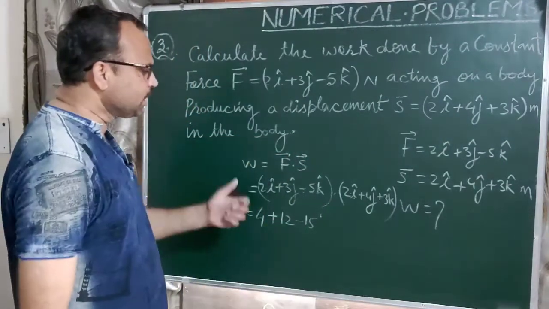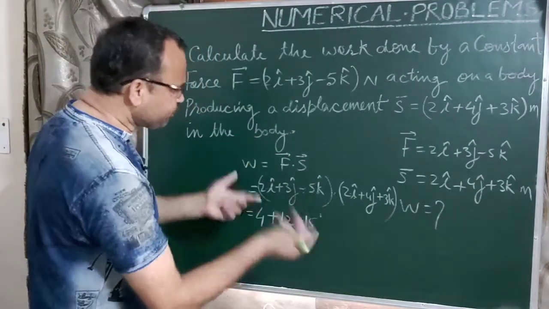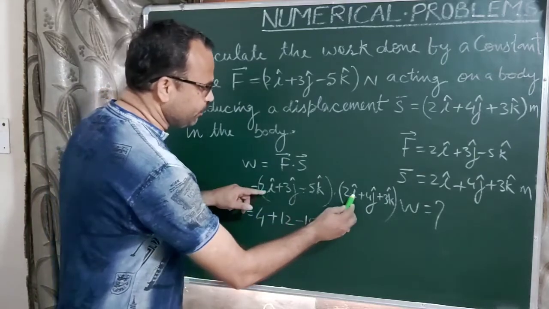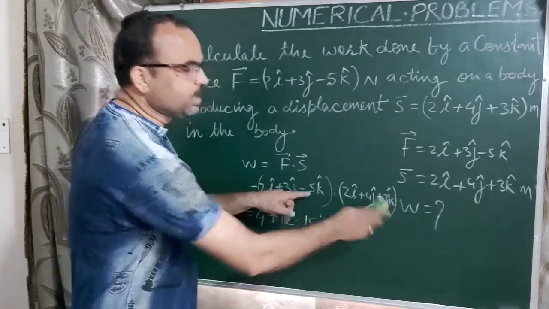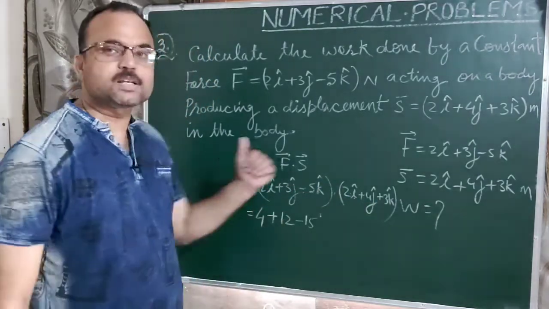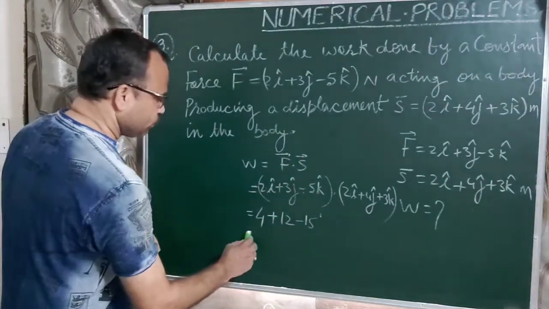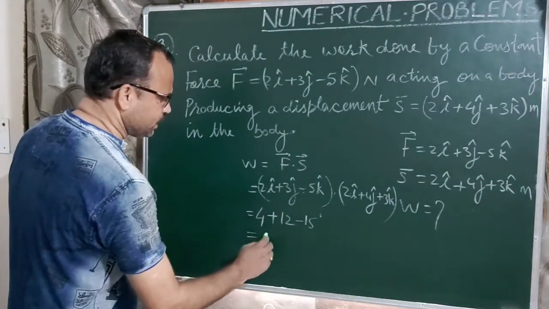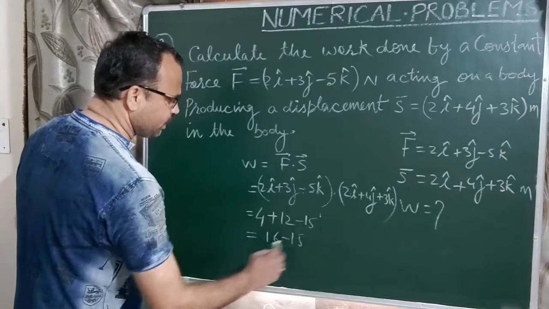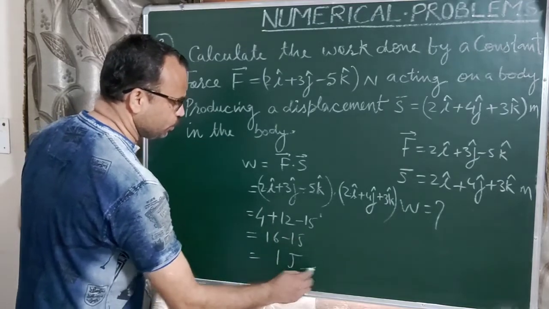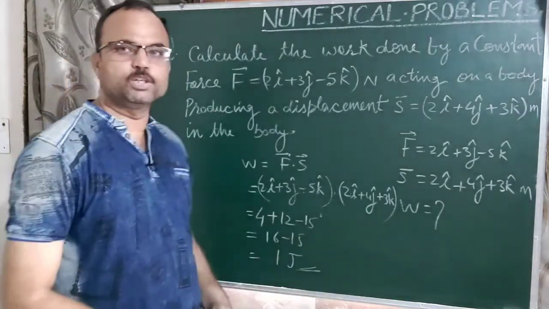So in general we can say that we have to multiply only i to i, j to j and k to k, and the rest are 0. So 4 plus 12 is 16, minus 15, means 1 joule. Work done will be 1 joule.